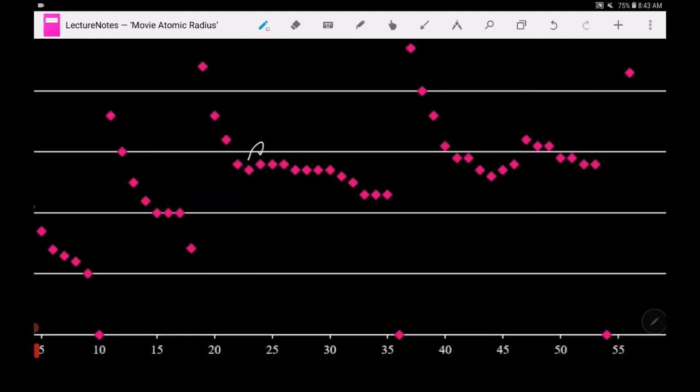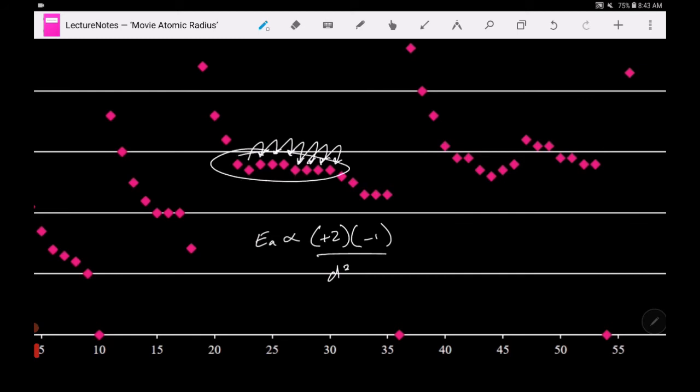So for the transition metals, the effective nuclear charge is staying the same, and so the radius ends up being very similar. Now there are some slight differences, but for the most part what we would conclude is that transition metals have a fairly constant atomic radius.